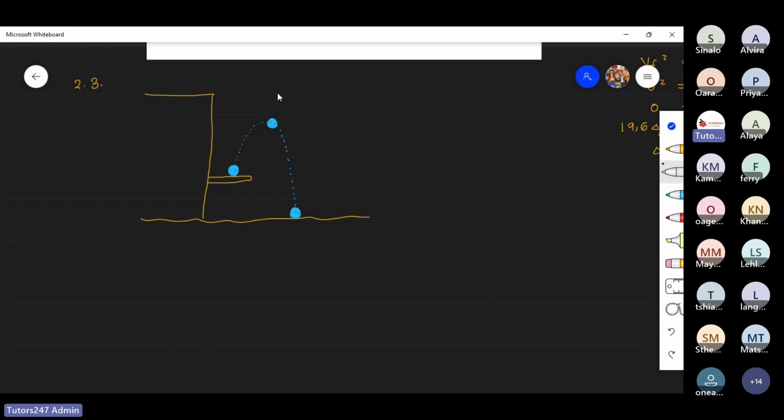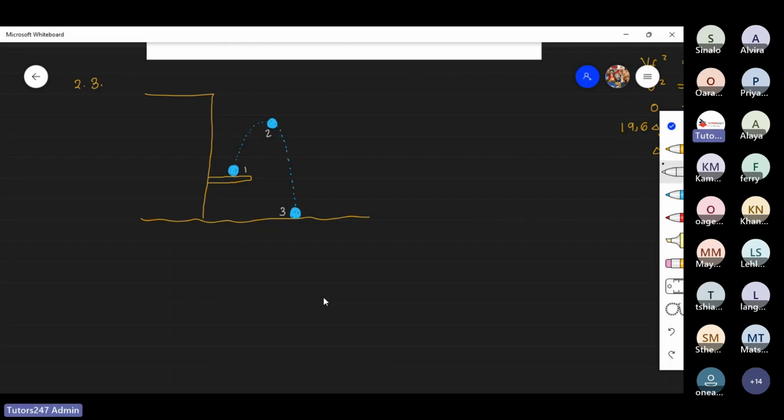Let me explain how I'm going to use displacement to calculate the height above the balcony. I'm going to do that by labeling. We're going to call this 1, 2, and 3. So I'm going to refer to those points when explaining: point number 1, point number 2, and point number 3.